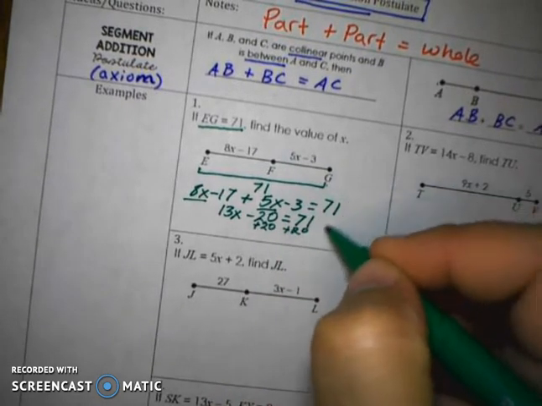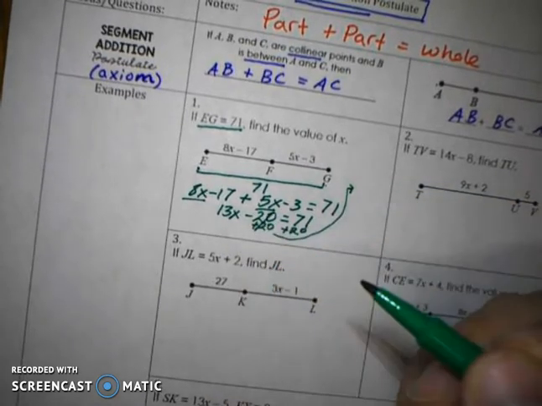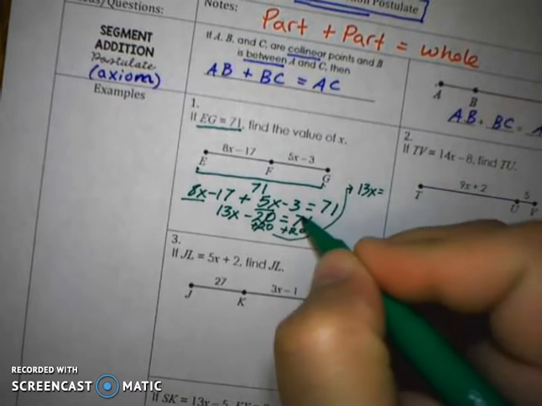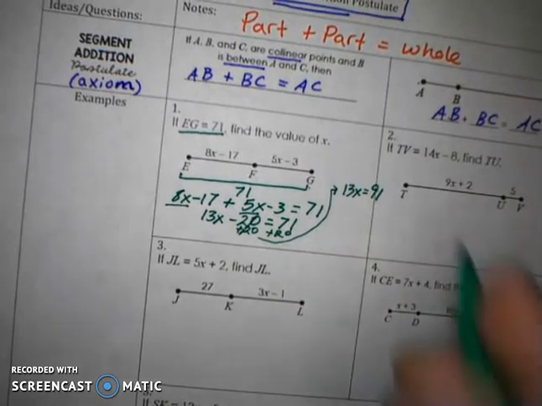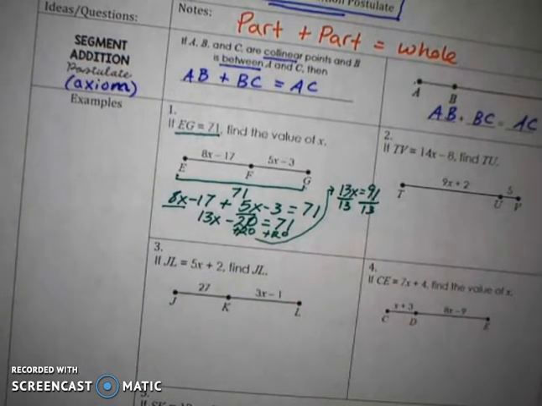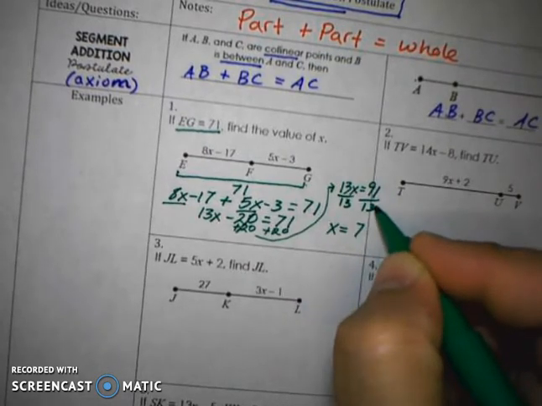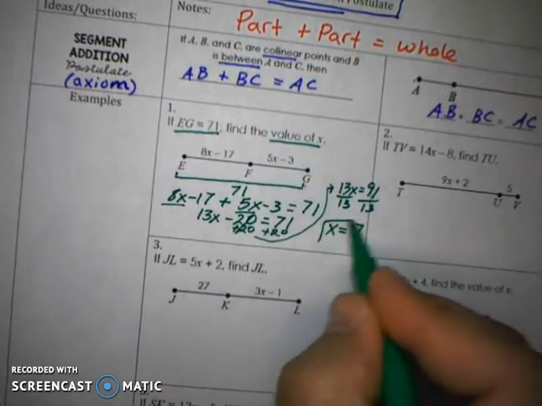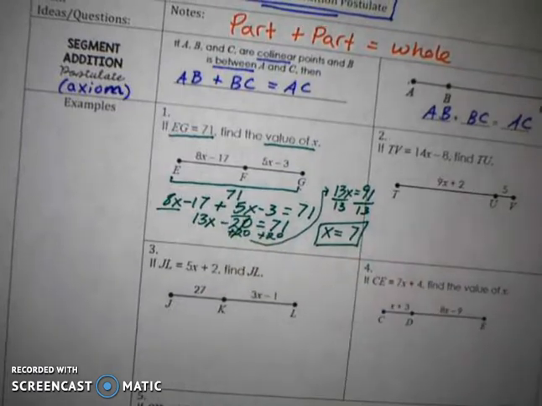So I'm going to come over here. On the left side, the minus 20 and the plus 20 cancel, so we're left with 13x. And then 71 plus 20 is 91. And we just divide by 13 on both sides. Then we get that x equals 7. 91 divided by 13 is 7. So when we were told to find the value of x, that's what we did. When I plug x in, I would find that it does work out to be equal.